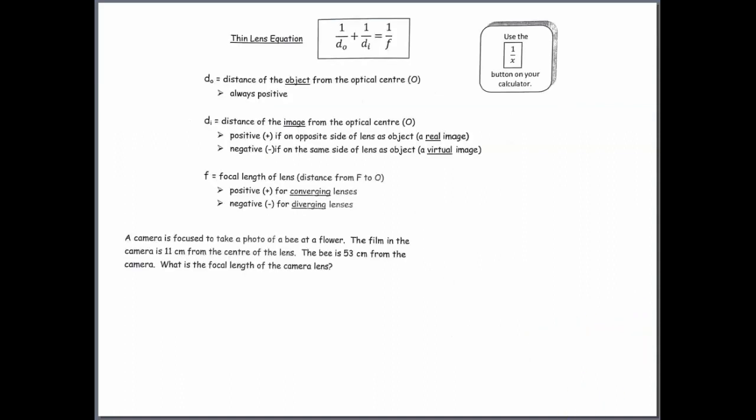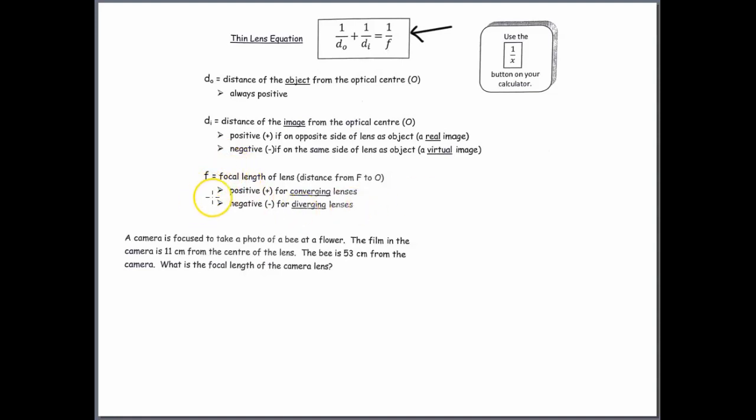All right, let's move on to another equation. This is called the thin lens equation, and it helps us determine where objects and images are relative to a lens, either converging or diverging. The equation looks like this. My students usually hate this because it's fractions and they hate fractions, but it's not that bad. We'll do some examples with it.